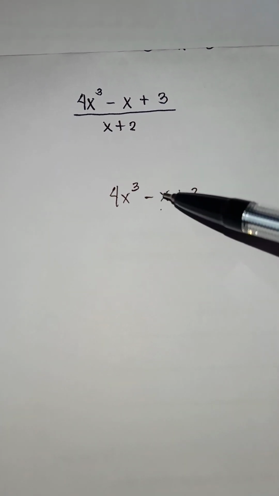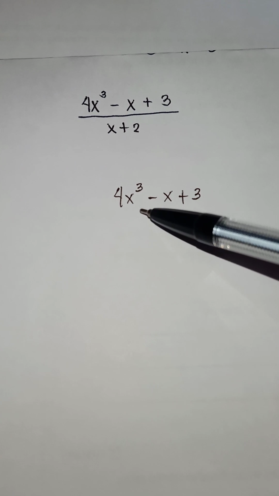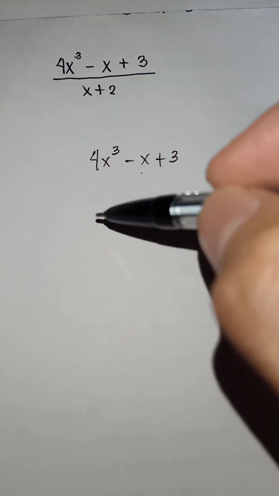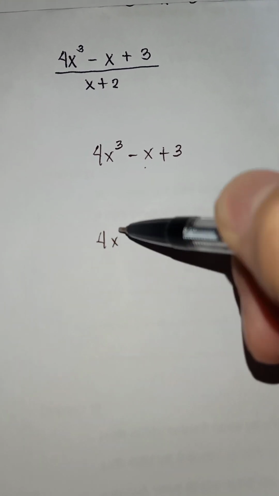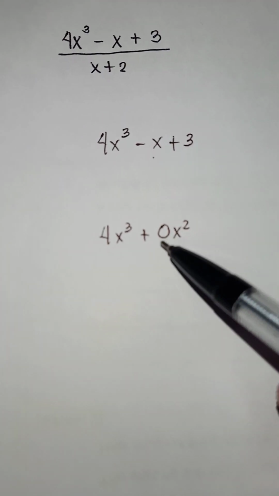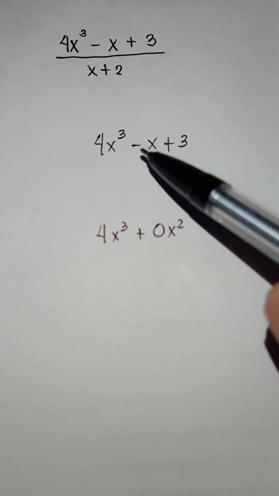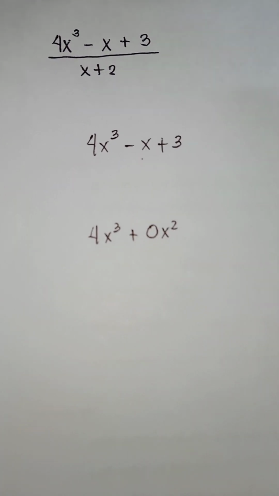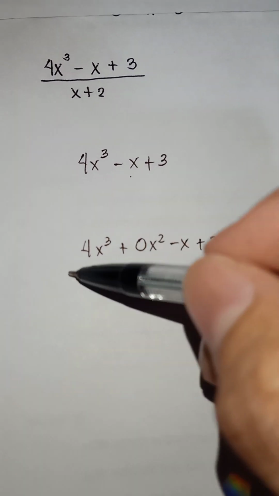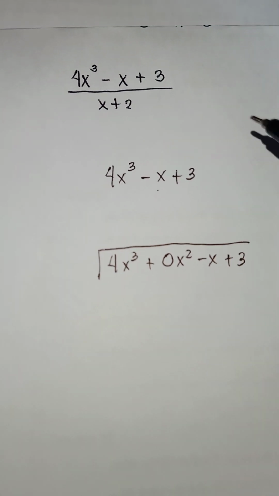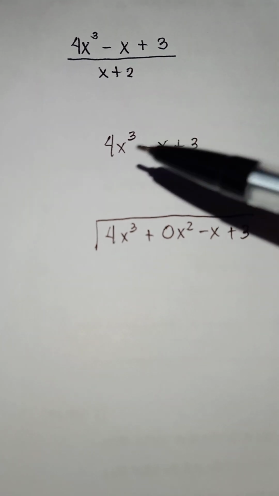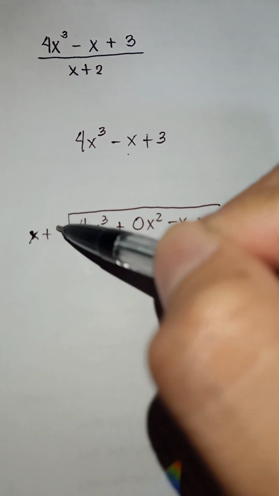So we are missing x squared, so that's why we need to replace it with a placeholder, which is 0x squared. So instead of writing it like this, we will write 4x cubed plus 0x squared. This is basically just 0, but it holds the position for the missing x squared. Then minus x plus 3, divided by x plus 2. Luckily the divisor is just x plus 2, so there's no missing term, so we just write it as x plus 2.